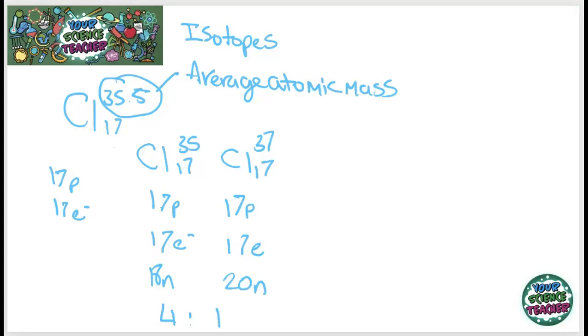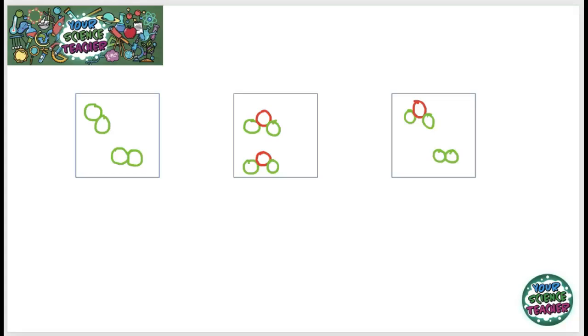So the key to an isotope is that you have the same atomic number but a different atomic mass. When we only have one type of atom present, we can say that we have an element. So here you can see both of my atoms are the same. They are bonded to one another, meaning that it's a diatomic element, but it is an element nonetheless because there is only one type of atom present there.